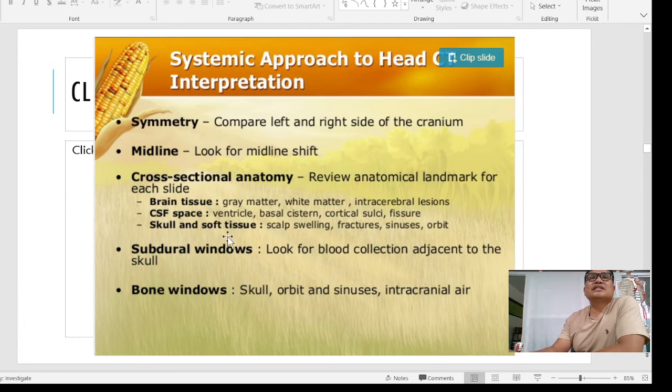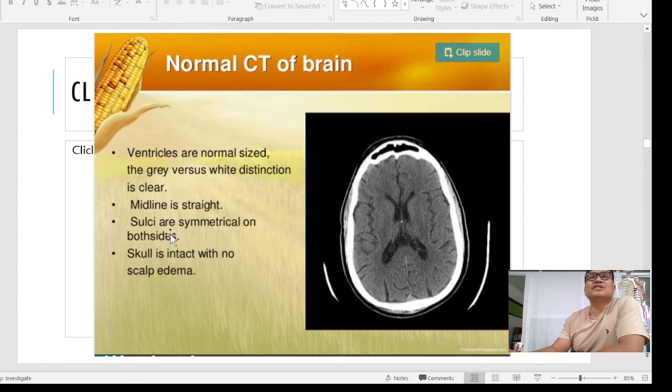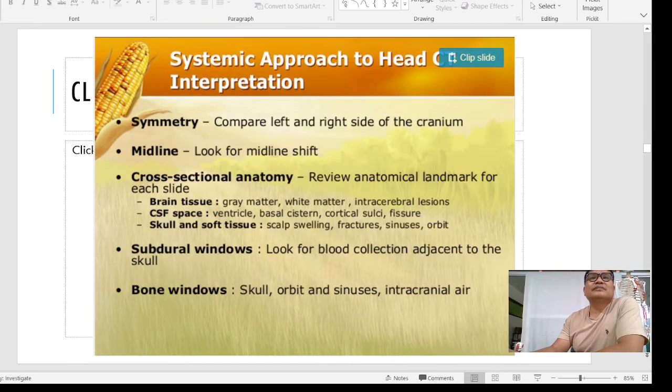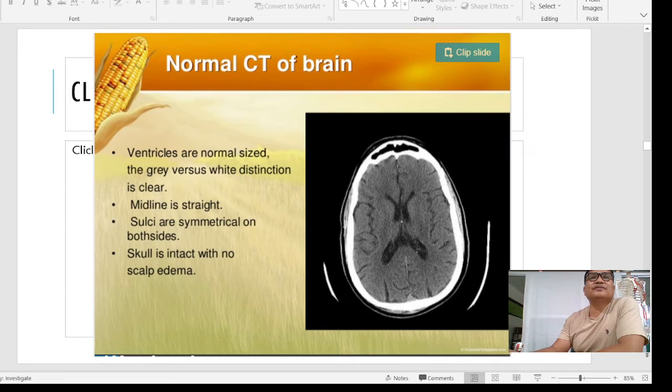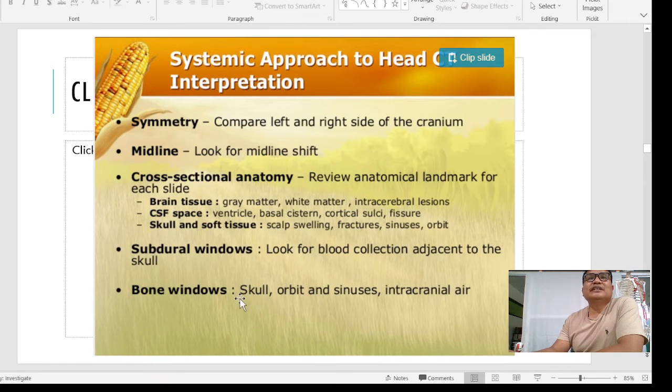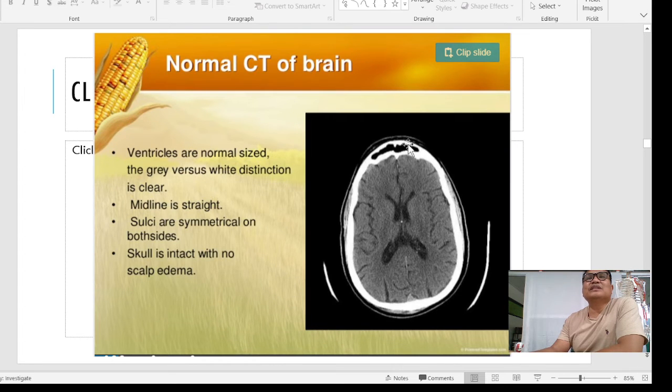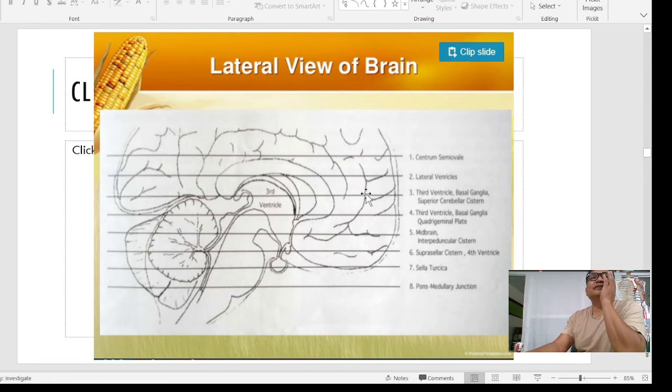Next, skull and soft tissue. You check the skull if there is swelling in this area peripherally. Subdural windows, look for blood collection adjacent to the skull. If there is blood collection in this area, that is subdural, surrounding the brain. And then you have your bone windows, which refer to the bones, to see if there are problems or fracture. So here you can identify the level of cut. This is a cross-sectional cut.